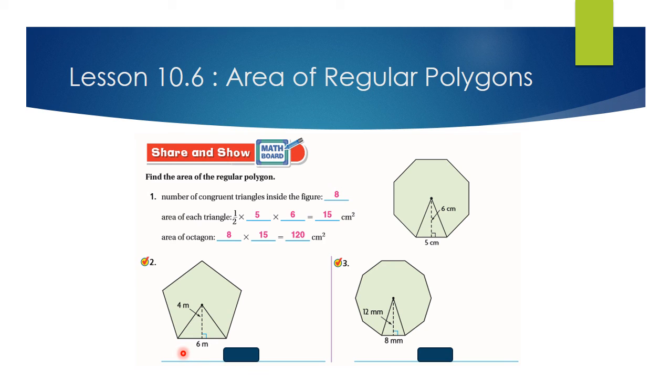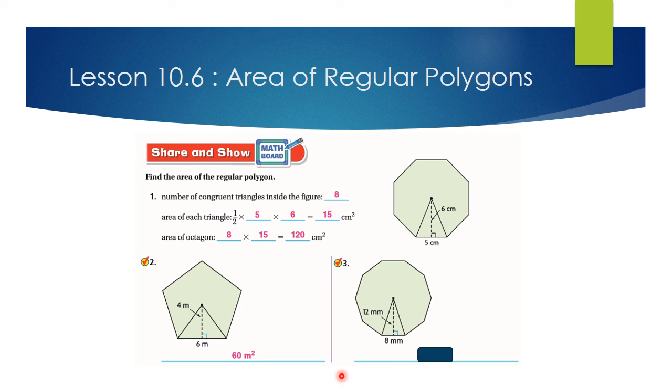Again, we have this polygon, we want to find the area. We do half times 6, which is 3, and then times 4, which gives me 12. So the area of this triangle is 12, times the number of sides. How many sides do I have here? I have 5 sides. So we have 12 times 5, which is 60 meters squared.